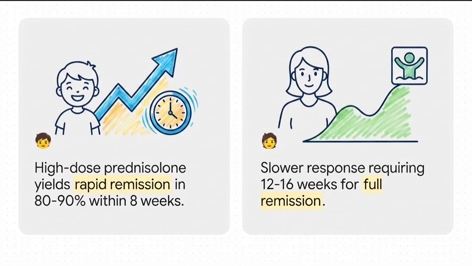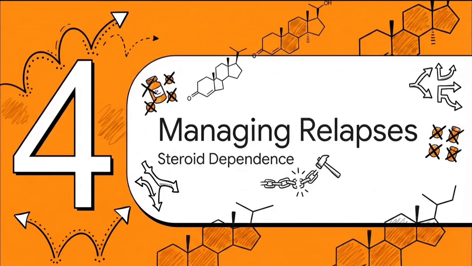Adults respond much more slowly. You really can't rush this. Getting full remission in an adult might take 12 to 16 weeks of continuous therapy. In fact, you don't even declare adult MCD steroid resistant until they've failed the full 16 weeks of induction. Which brings us to Section 4, Managing Relapsing and Steroid-Dependent Disease.